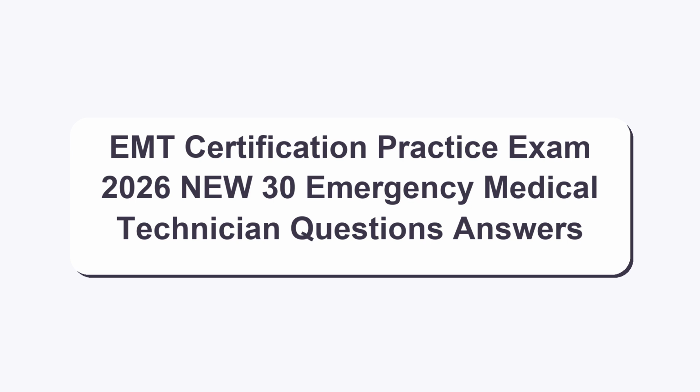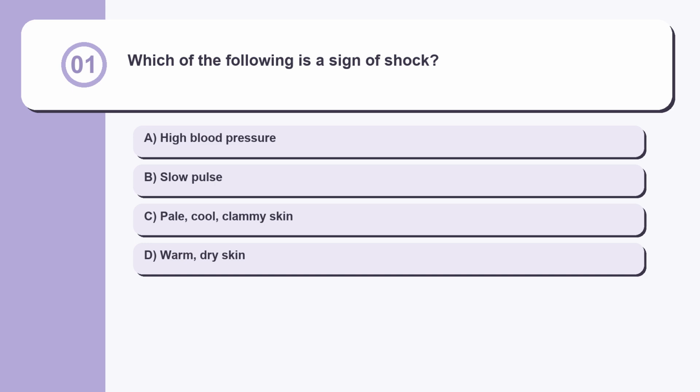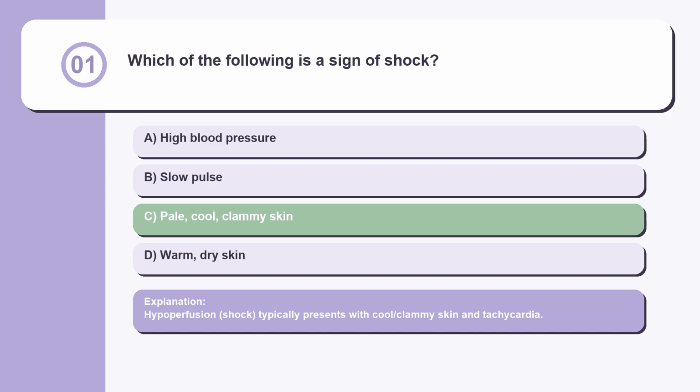EMT Certification Practice Exam 2026. New 30 Emergency Medical Technician Questions and Answers. Question 1. Which of the following is a sign of shock? High blood pressure, slow pulse, pale, cool, clammy skin, warm, dry skin. Hypoperfusion, shock, typically presents with cool, clammy skin and tachycardia.